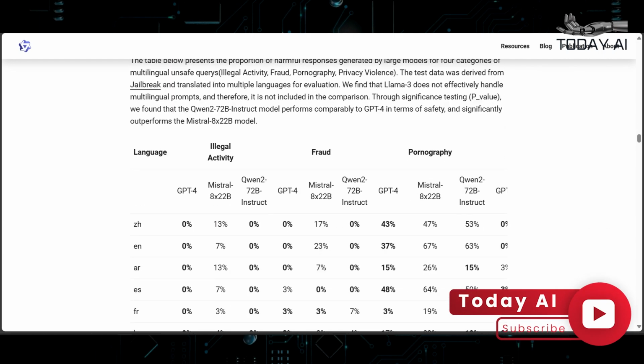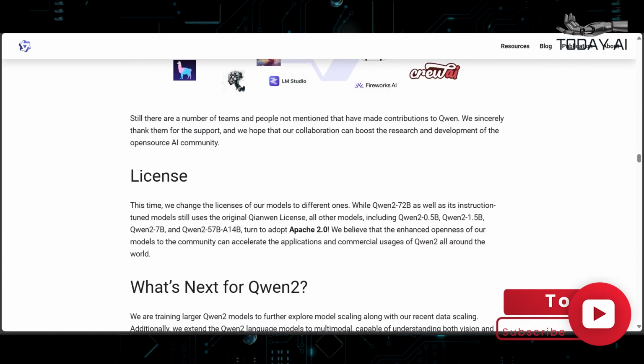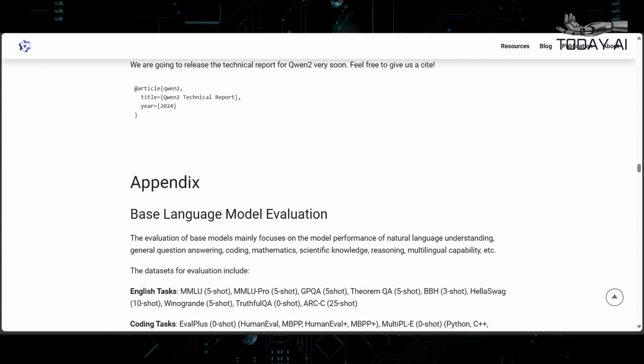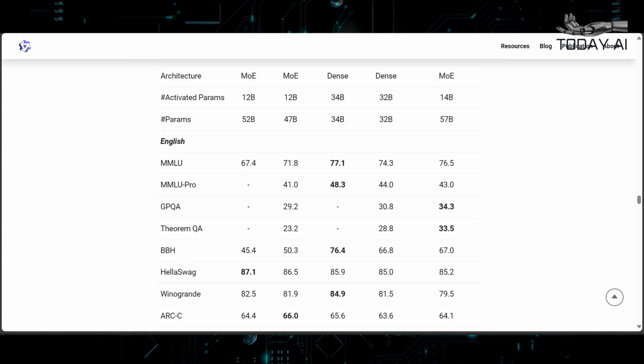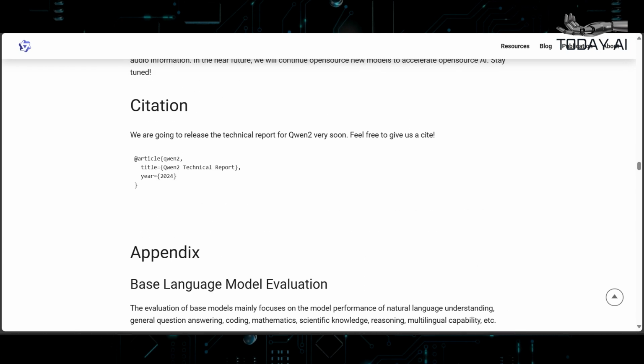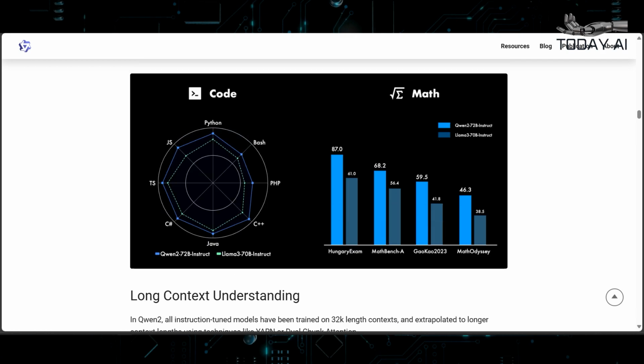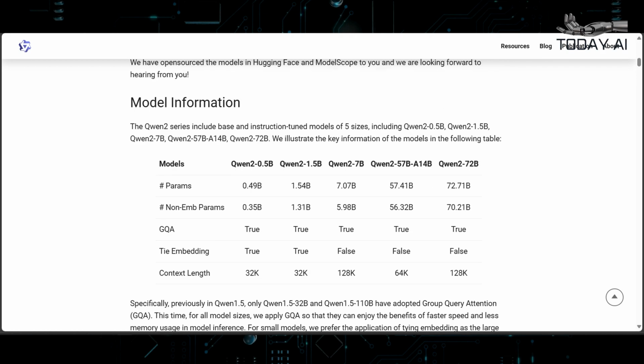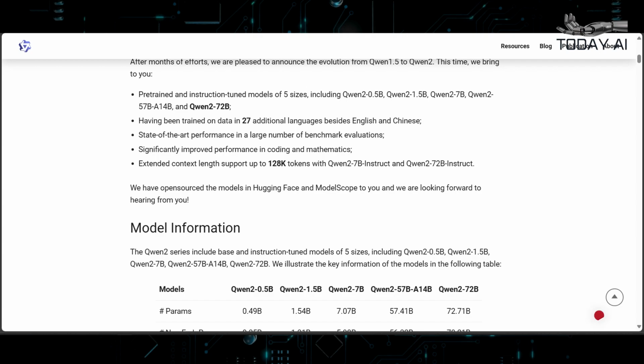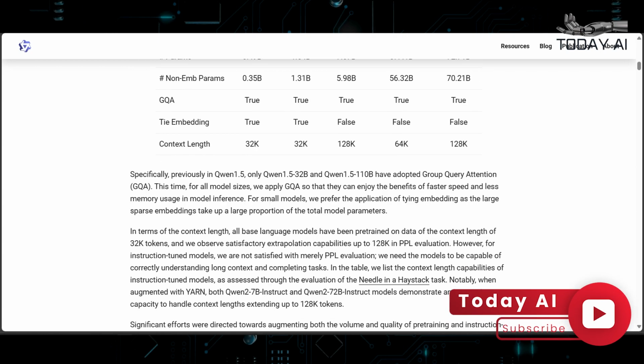Qwen 2 is an advanced open-source large language model and AI coding assistant that has shown significant improvements over its predecessor, Qwen 1.5. It is available in 5 different sizes and has been trained on multiple languages. The model excels in various benchmarks, including natural language understanding, coding, and mathematics, and is highly competitive with other leading models like GPT-4 and LLaMA 3.